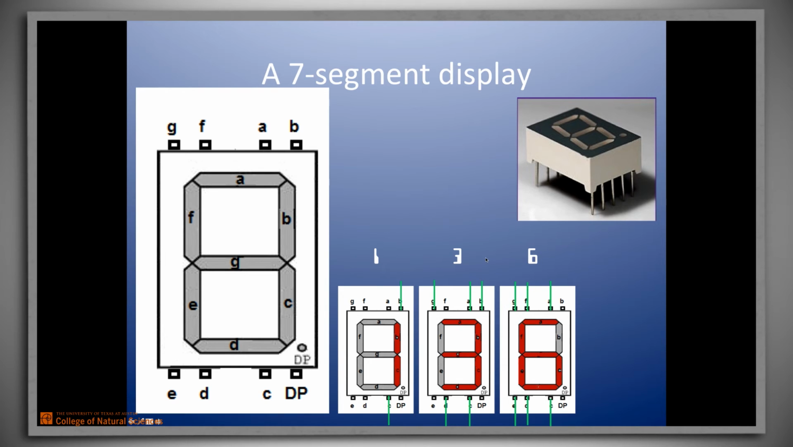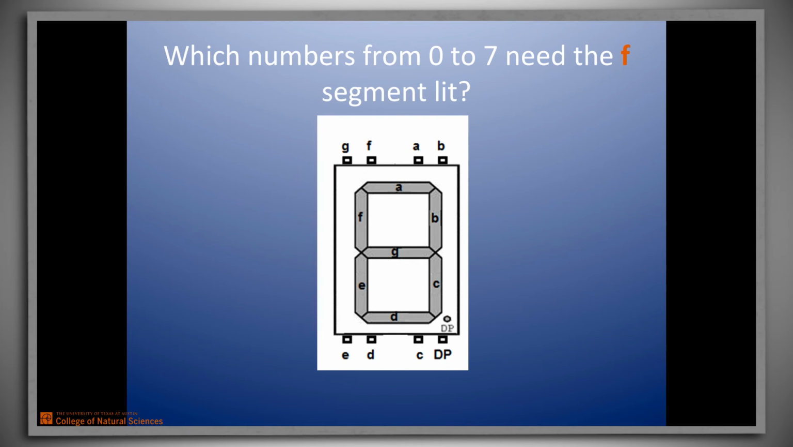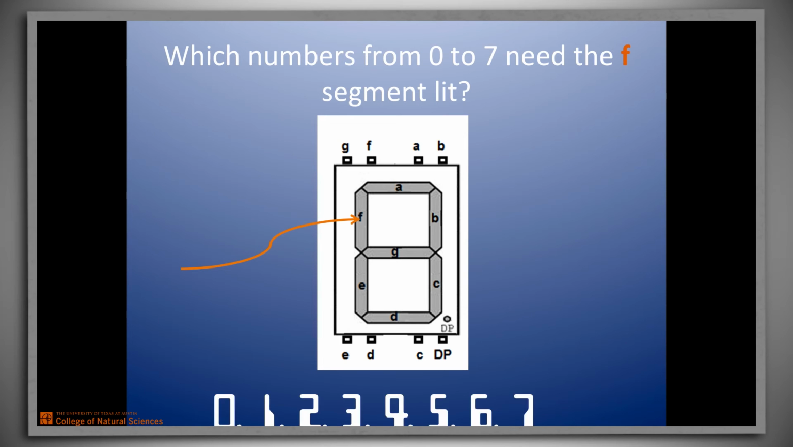How about if we wanted to show a 6? Now we don't need B anymore, but we do need all of the other elements connected. Finally, if we wanted to show a 7, we see we need these 3 segments right here lit. All right? Suppose we had the problem of just seeing when the F segment should be turned on, when it should be lit, if the inputs were representations of the numbers between 0 and 7. You need to light the F segment.